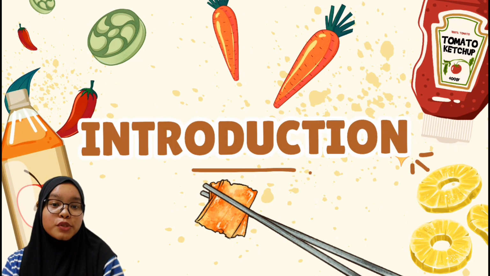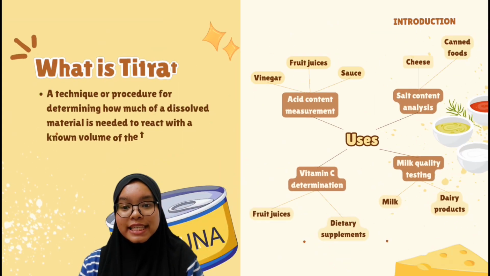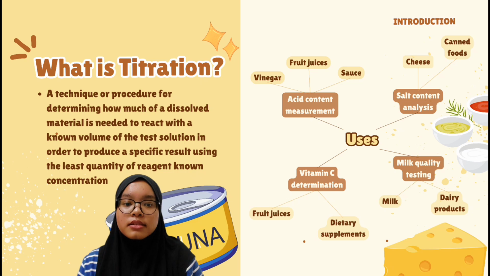Food quality control use titration method to ensure that their product meets safety regulation and maintain consistent quality. But what is titration? Titration is a technique or procedure for determining how much of a dissolved material is needed to react with a known volume of the test solution in order to produce a specific result using the least quantity of reagent known as concentration.